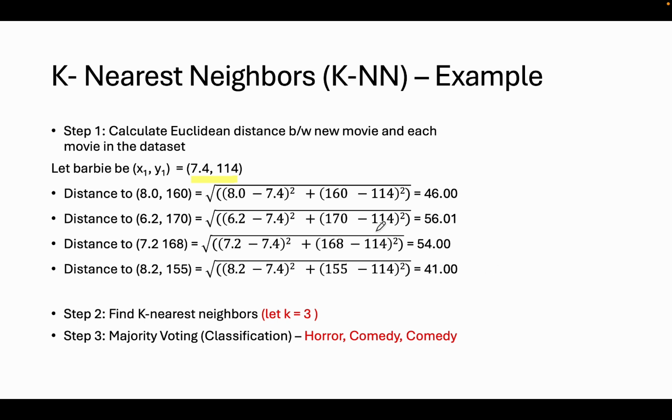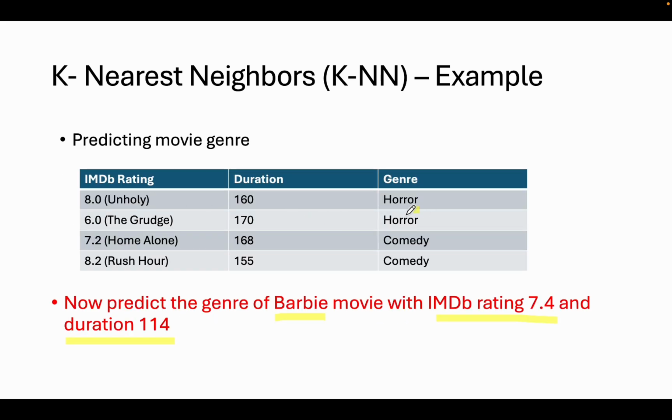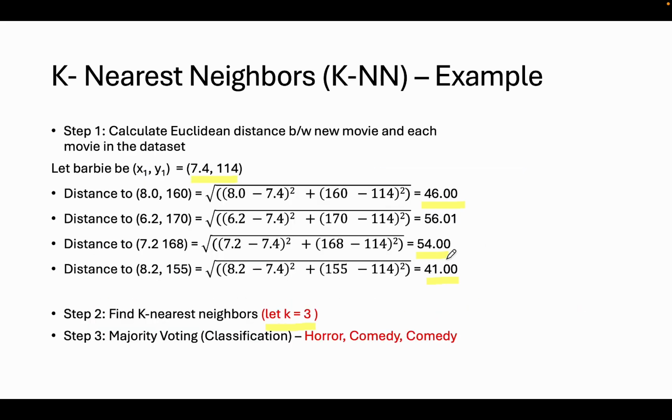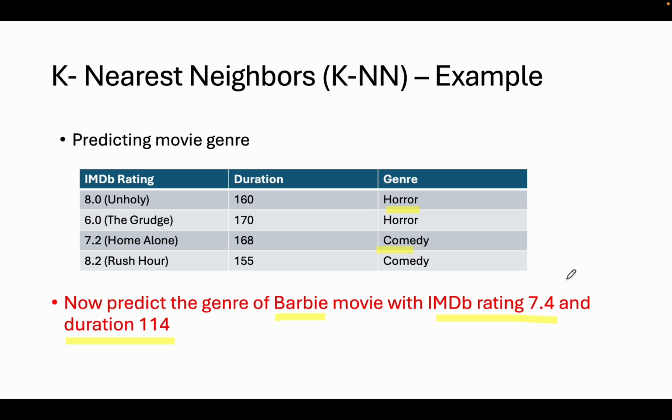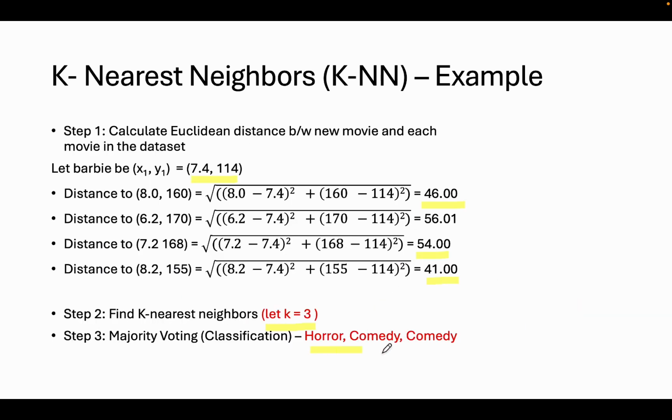Once we have done this, the next step is to see what is the value of k. In this case, the value of k is 3, which means that we will consider the 3 closest neighbors to this data sample. So for example, this is closest, and then this one is closest. If we go back and see, the first sample belongs to the horror genre, the third sample belongs to the comedy one, and the fourth sample also belongs to the comedy genre. So here's what I've written over here as well.